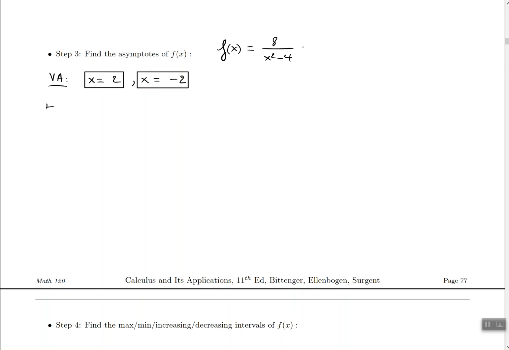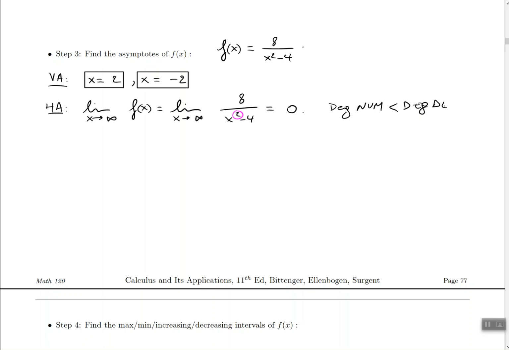Now, what about the horizontal asymptotes? To find the horizontal asymptotes, we take the limit as x approaches infinity or negative infinity on the function f of x. And in this case, this would be the limit as x approaches infinity of 8 divided by x squared minus 4. Now, the degree on the denominator is 2, and on the numerator, there's not even an x. So automatically, this answer will be 0. Okay, so this is something that we should remember. If the degree on the numerator is smaller than the degree on the denominator, and you're taking the limit as x approaches infinity, or negative infinity for that matter, the answer is always going to be 0.